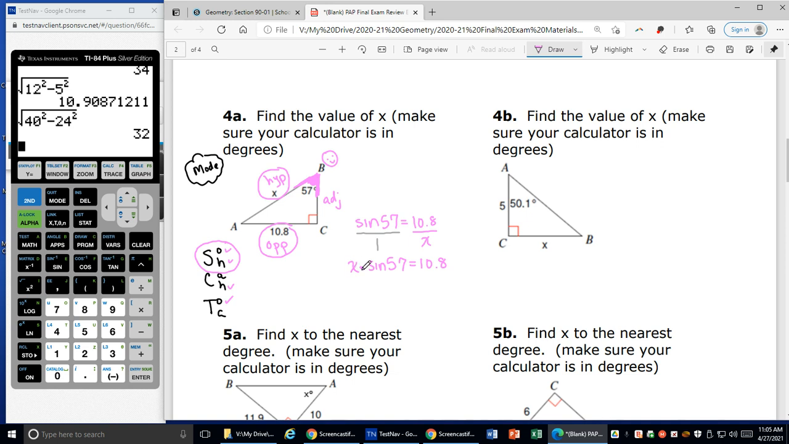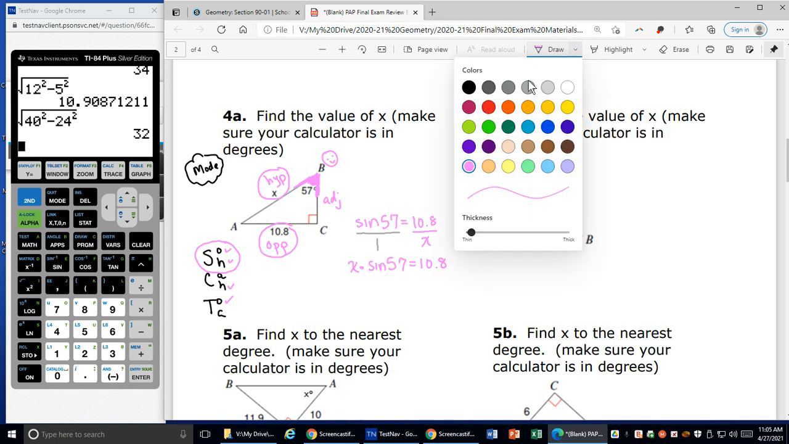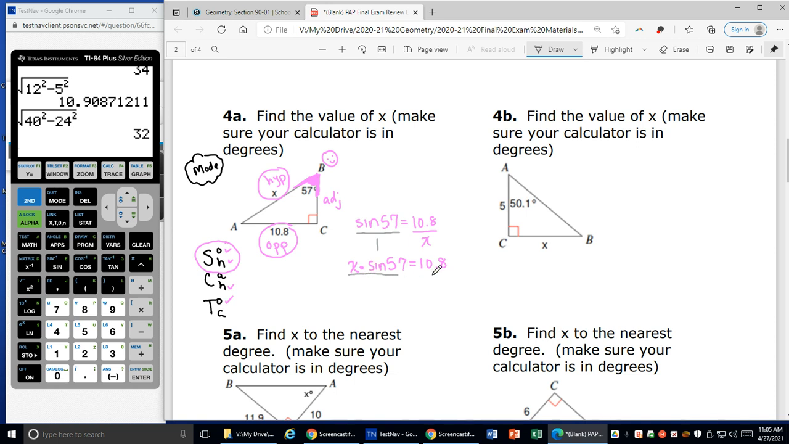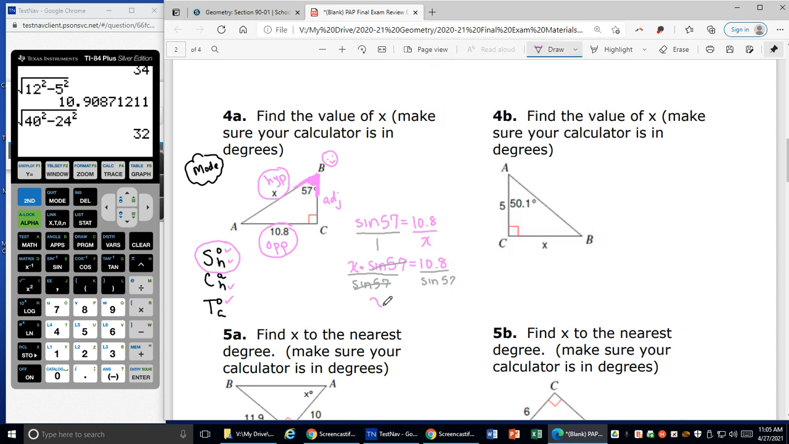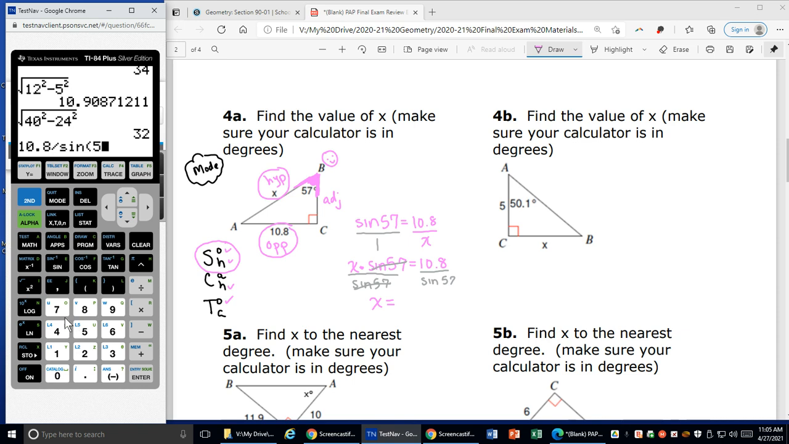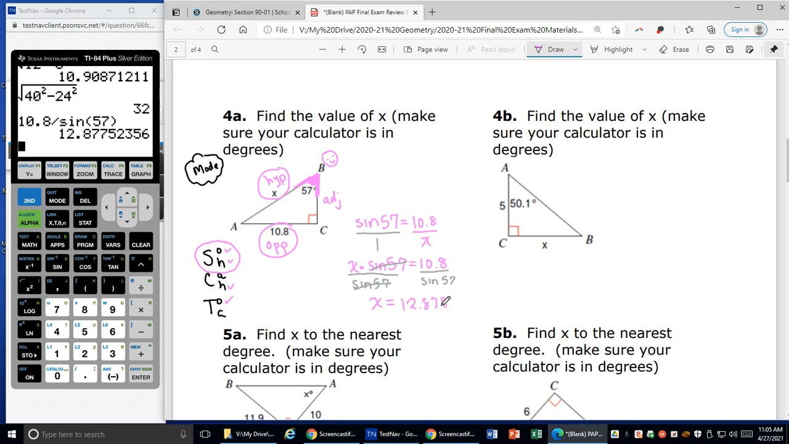To solve for x, since I don't have x equals, I have to get rid of that sine of 57. So I'm going to divide both sides by the sine of 57. Okay, when I do that, I get x, now I have x all by itself, equals, and then it's just this fraction, 10.8 divided by the sine of 57. That's going to be 12.878. And these are just units.